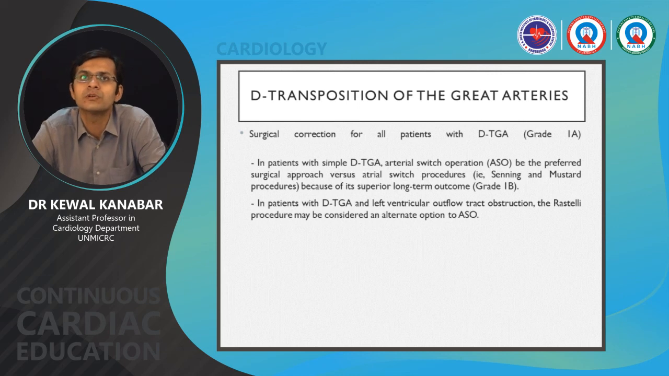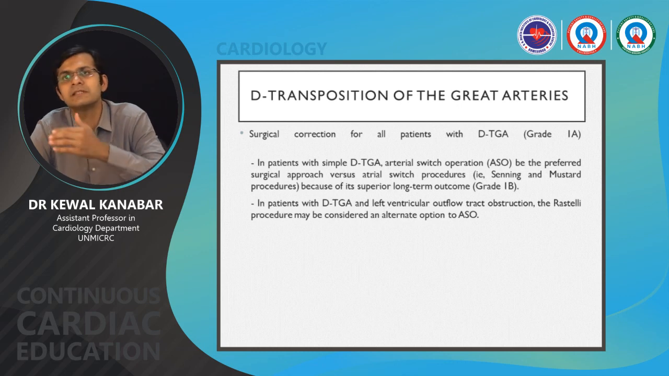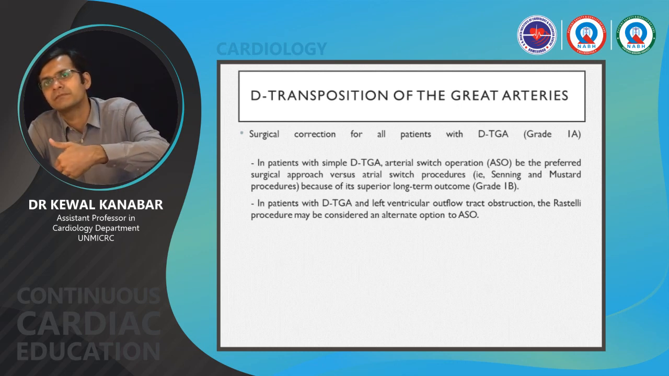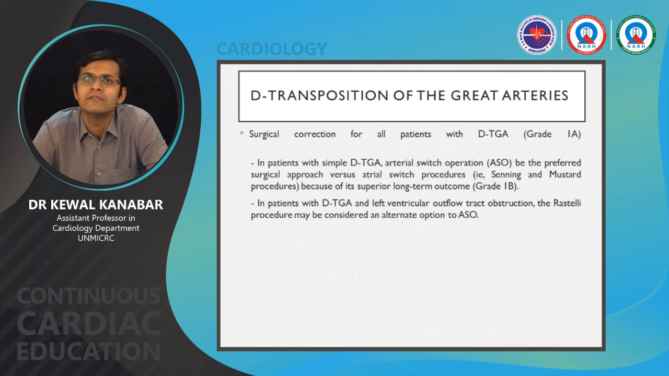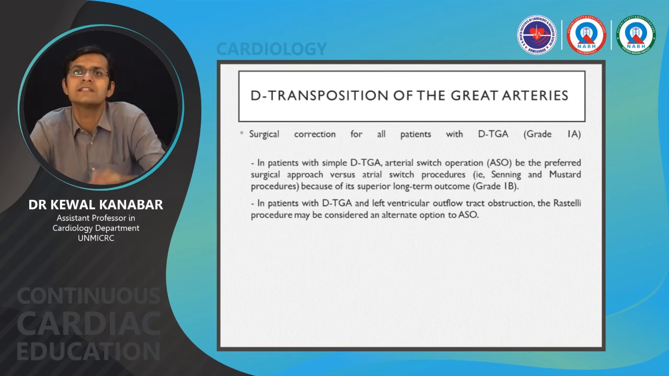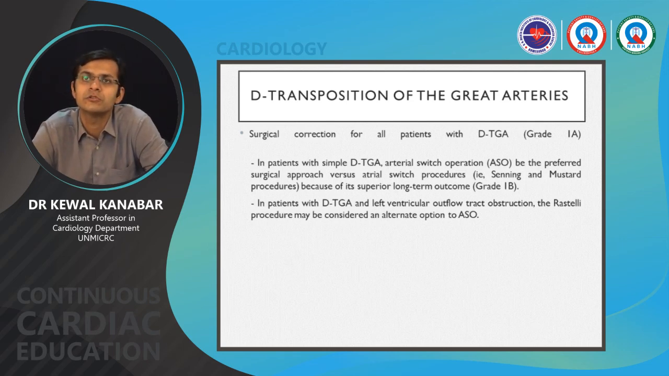So here we need to do a Rastelli. In Rastelli, we are going to do an RV to PA conduit. We are going to close off the VSD. We are basically going to baffle the VSD, so we are going to establish a communication between the LV and the aorta. We call it routing of the VSD. We are going to route the VSD and connect the left ventricle with the aorta, and we are going to put an RV to PA conduit.